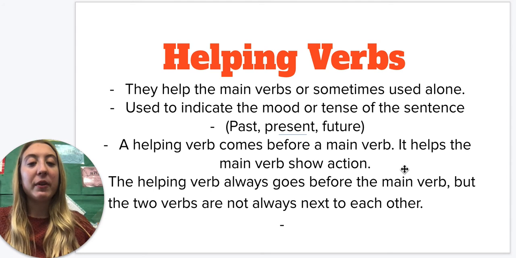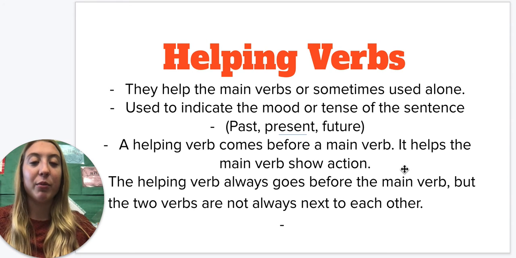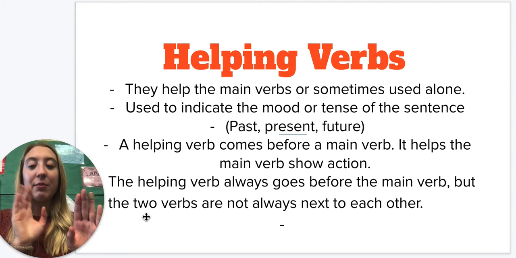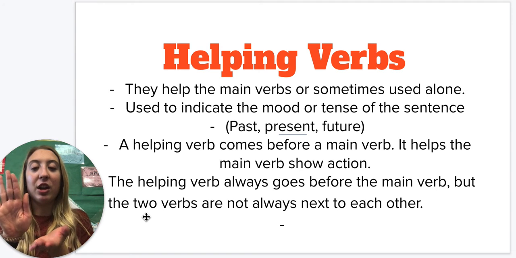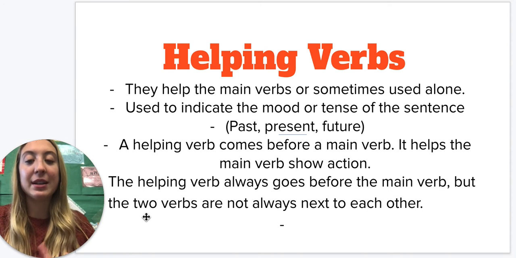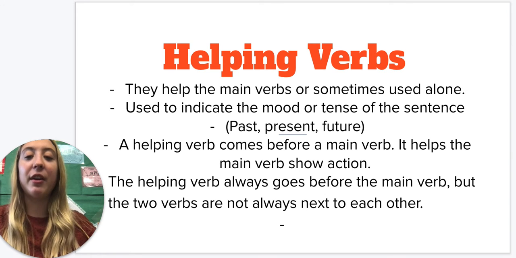All right, a helping verb comes before a main verb, so it's always going to be before. It helps the main verb show action. The helping verb always goes before the main verb, but the two verbs are not always right next to each other. Sometimes we have helping verb, another word, main verb. There can be words in between them, but helping verb is always first. So now let's go over some examples of helping verbs.